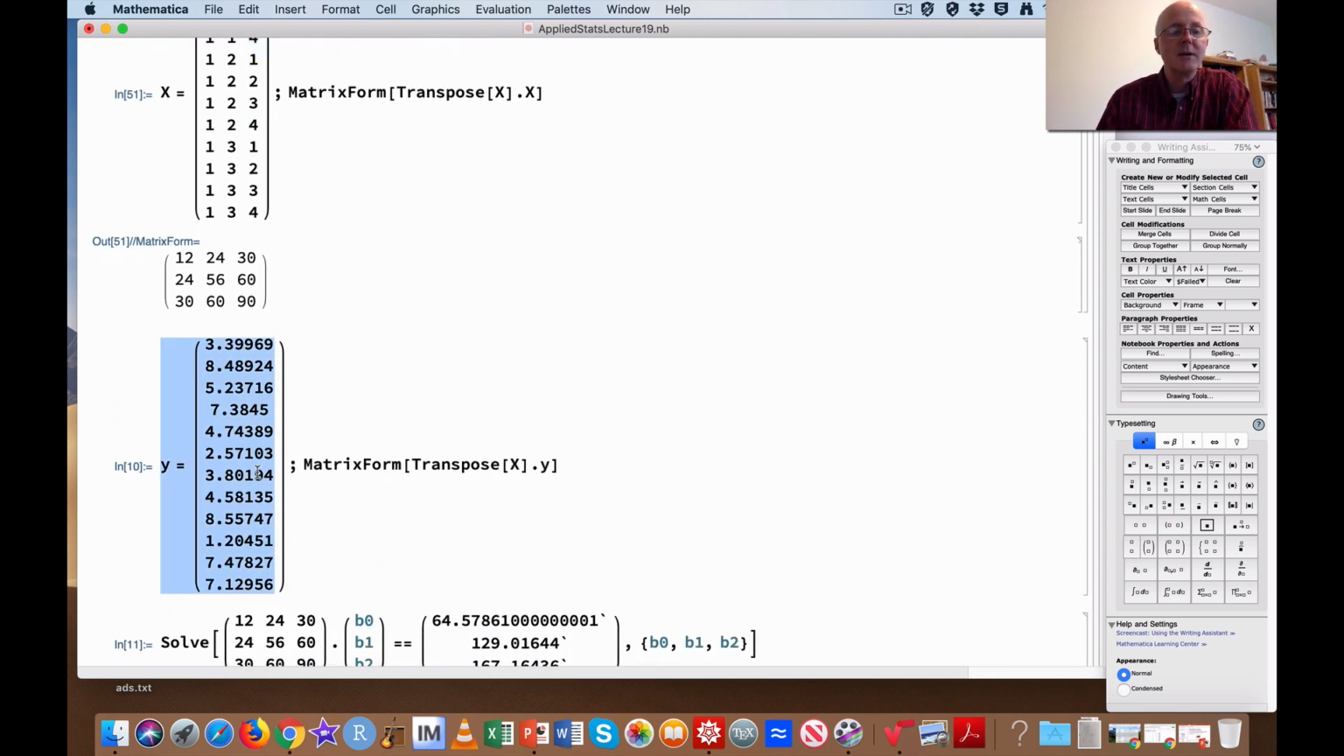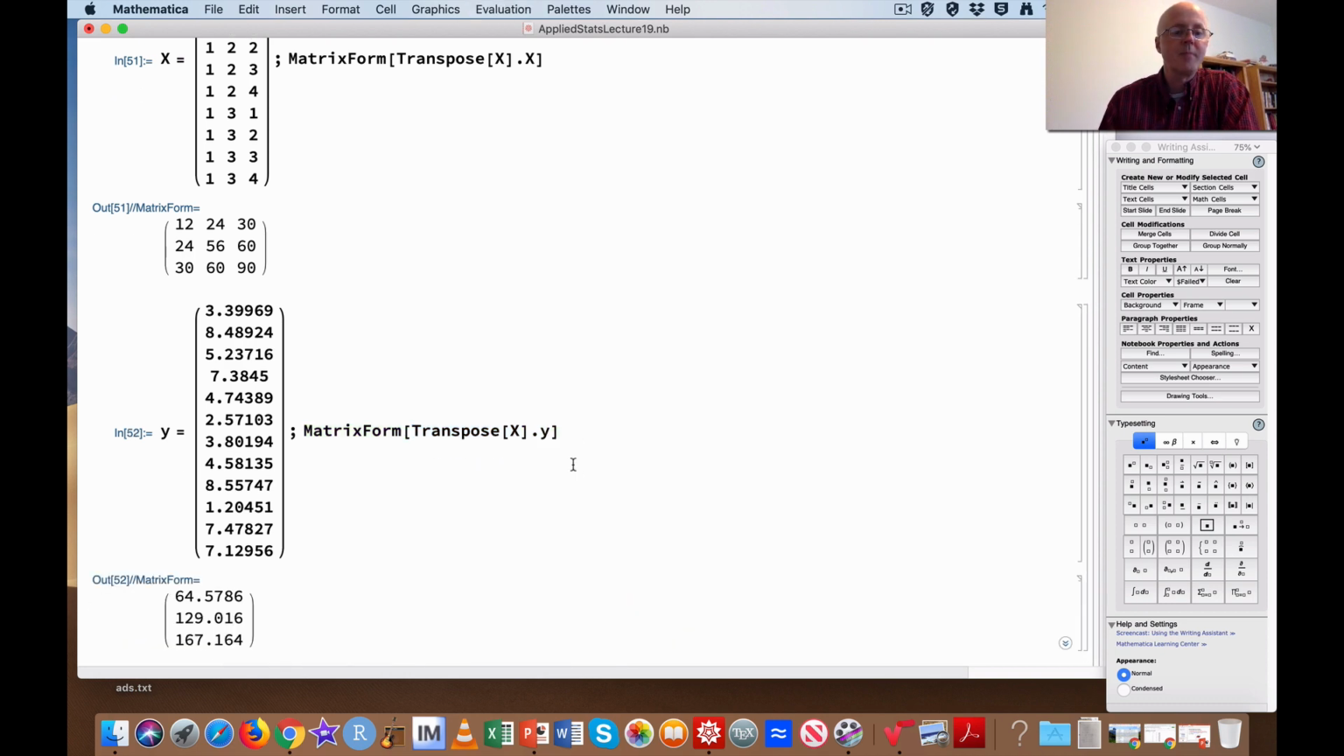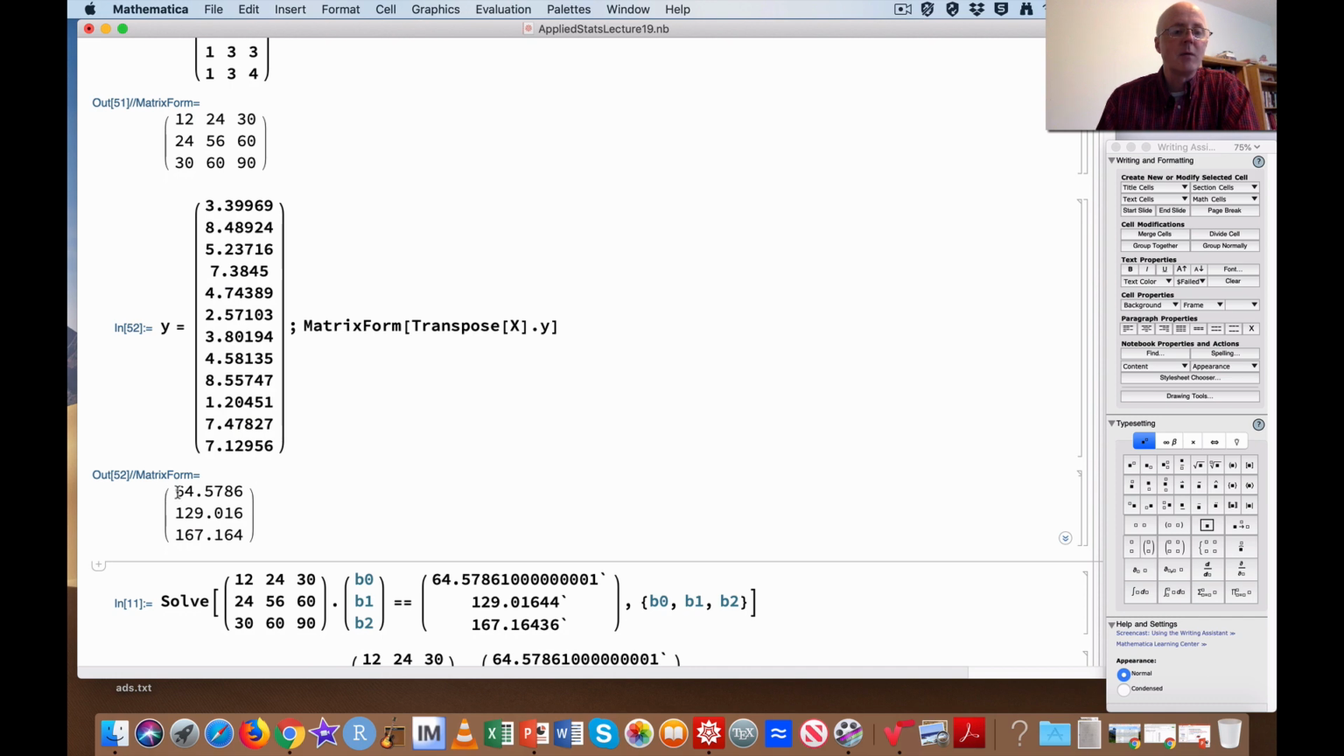Here's the y matrix column vector. These are the third coordinates from the data that I generated. X transpose times y will be a 3 by 1 column vector. This is the sum of the yi's. I think this was the sum of the x1i's times yi's. This is the sum of the x2i's times yi's.